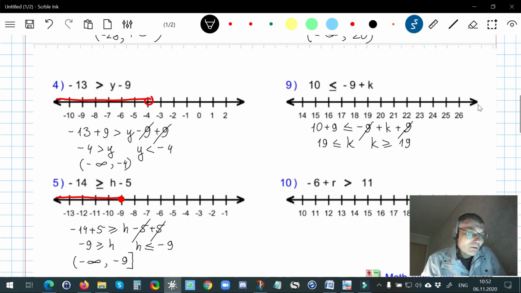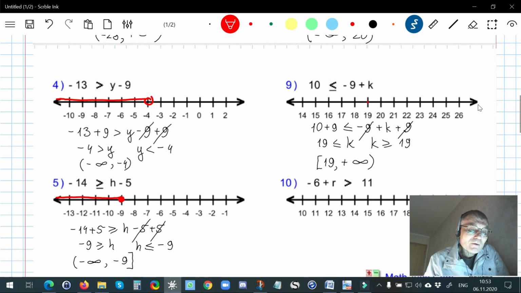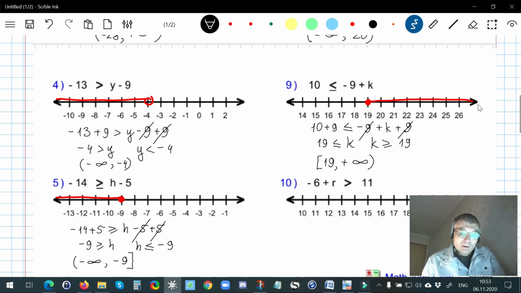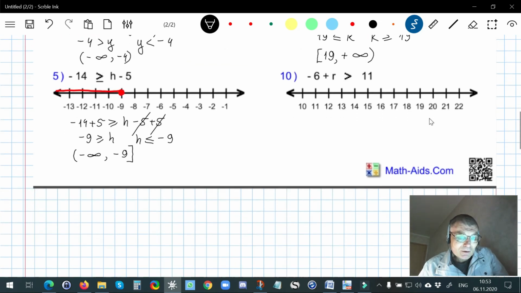We have set builder notation. This is it. Interval notation is like that. It's starting from 19 closed to positive infinity. And to graph it, I have to include 19. So it's a solid dot, and voila. And this time it changed.